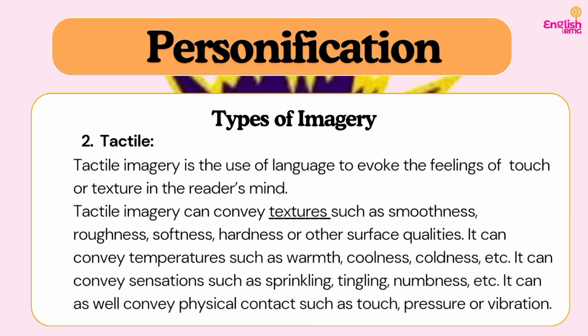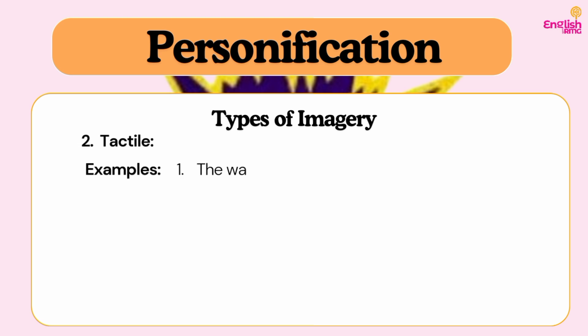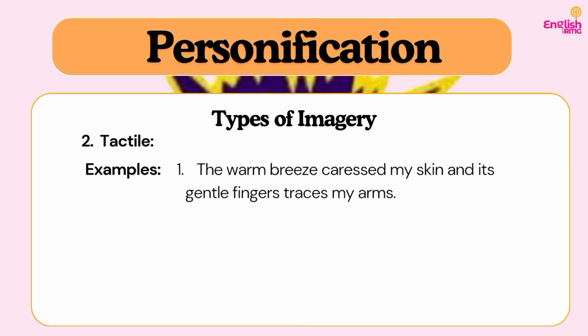Write up. So tactile imagery can also convey textures such as smoothness, roughness, softness, hardness, or other surface qualities. It can convey temperatures such as warmth, coolness, coldness, etc. It can as well convey sensations such as sprinkling, tingling, numbness, etc. It can as well convey physical contact such as touch, pressure, or what? Vibration. If you are a novel reader, you would have experienced this. You would read some novel and you will be so engrossed with the content, you wouldn't even want to drop the book. This is because the author has understood how to use what? Figure of speech to captivate their audience.